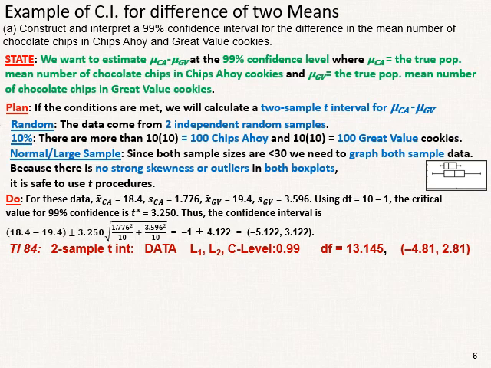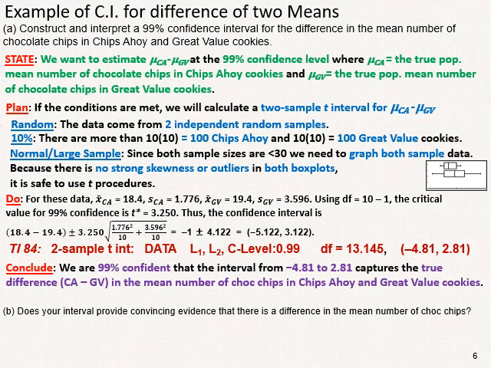All right, and now your conclusion. Again, pause the video and write that out. The 3 components in your conclusion. All right, so we are 99% confident that the interval from negative 4.81 to 2.81 captures the true difference. And again, I sort of emphasize it's Chips Ahoy minus Good Values. The difference in the mean number of chocolate chips in the 2 types of cookies.